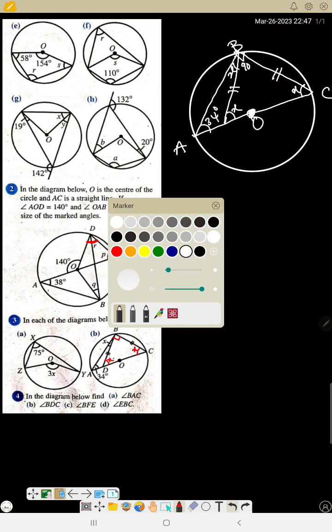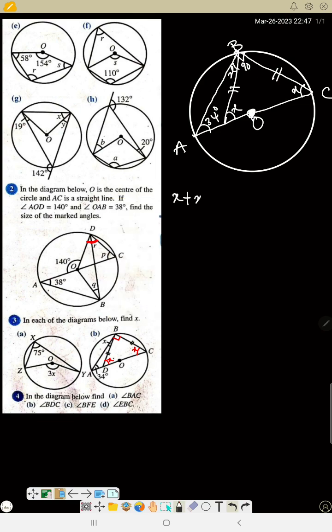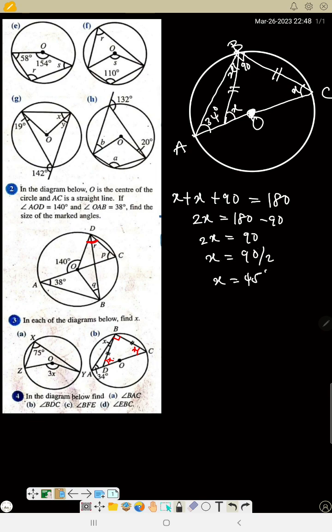So that means X plus X plus 90, everything should be 180. 2X is 180 minus 90. 2X is 90. X is 90 over 2. X is 45 degrees. So if you know X, you can know here, because this is a straight line. The sum of angles on a straight line is 180. So if you call that place A, this small space, then A plus 34 should be equal to 180.